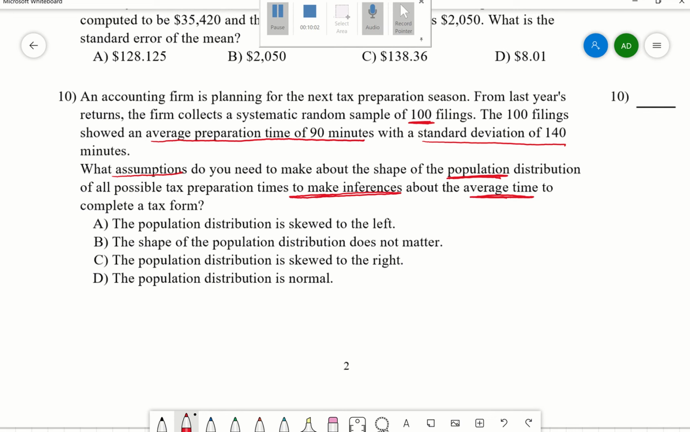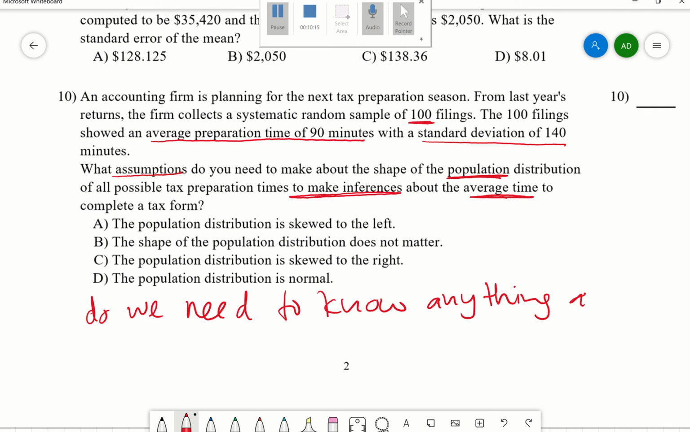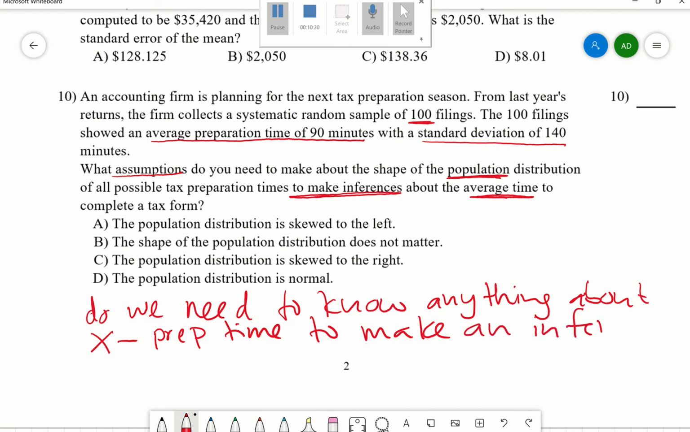So this is what it says. Do we need to know anything about X, which is prep time, to make an inference about X bar, average prep time?